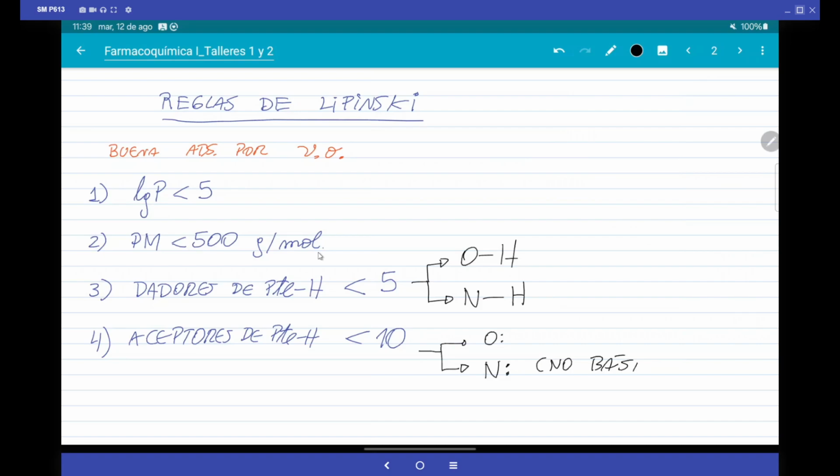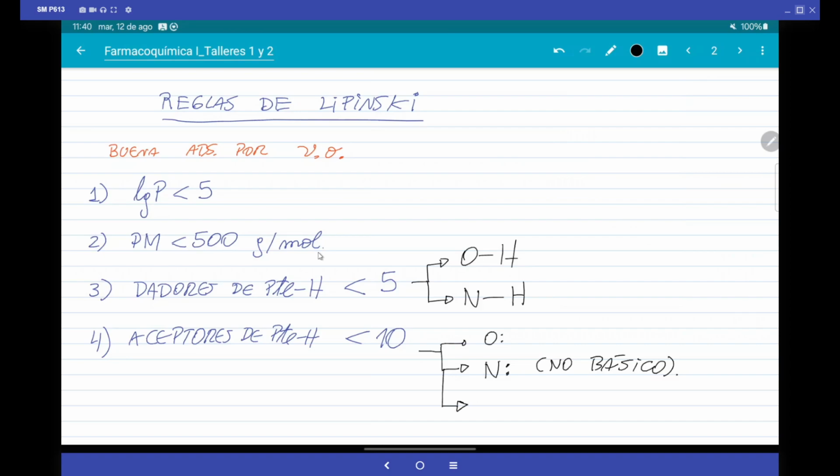a non-basic nitrogen, that can accept a non-basic interaction. You will say, why is that? Because if it is basic, it will protonate. It will act with a positive charge, and something positive cannot interact with a more positive proton delta.